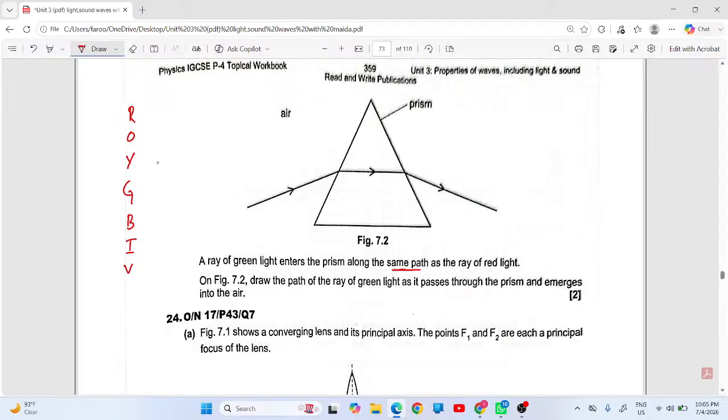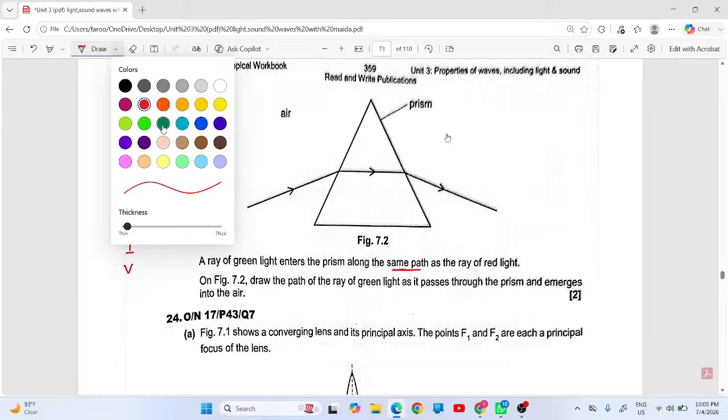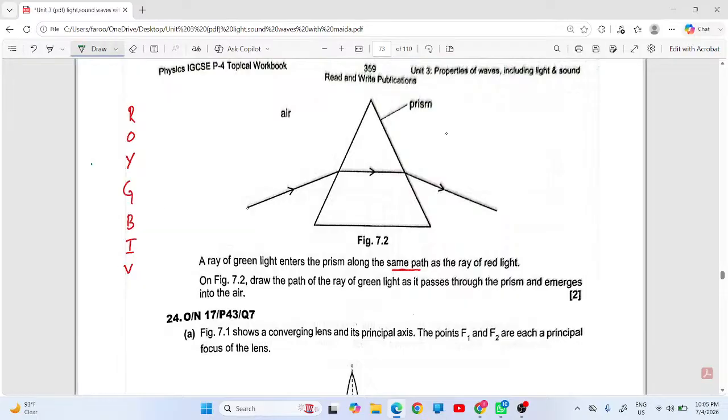सो सबसे पहले आपने क्या करना है, हम ग्रीन कलर ले लेते हैं और उसका पैथ तो बचे सेम ही है. ग्रीन भी इधर से ही जाएगी और फिर इट विल here you have to draw the normal.